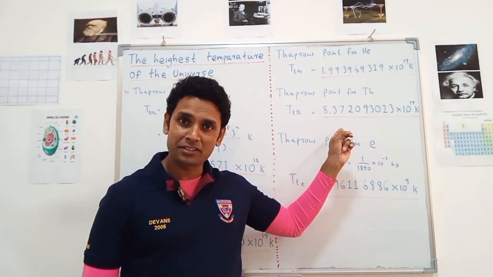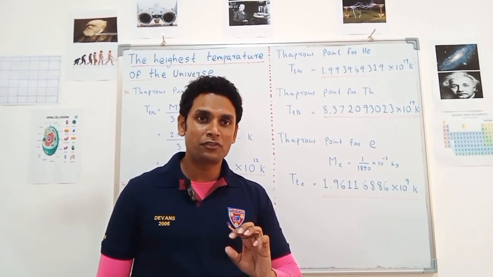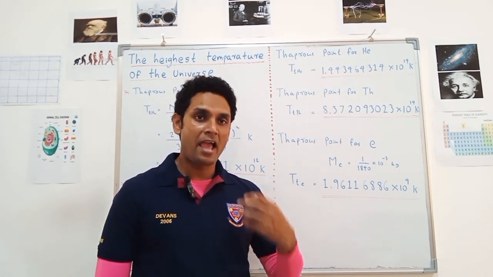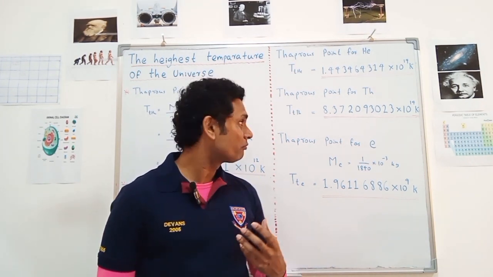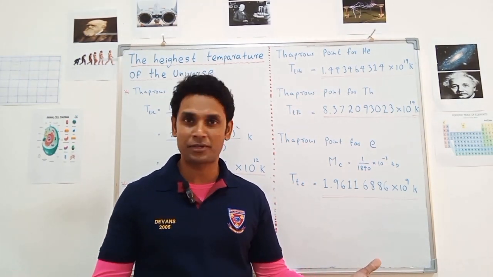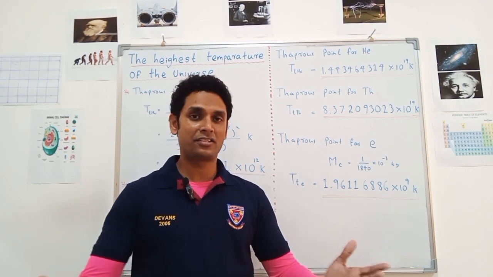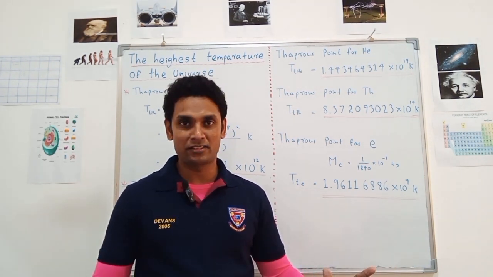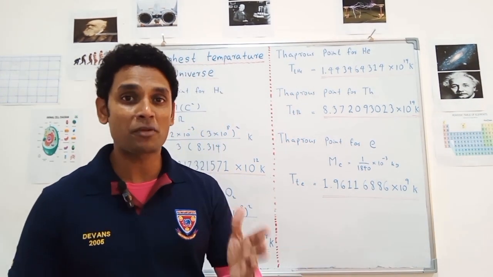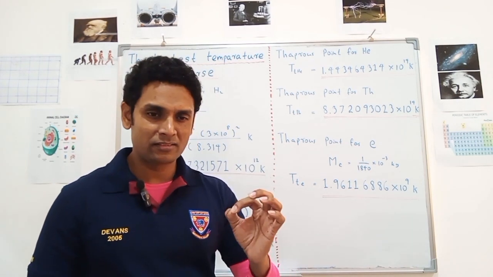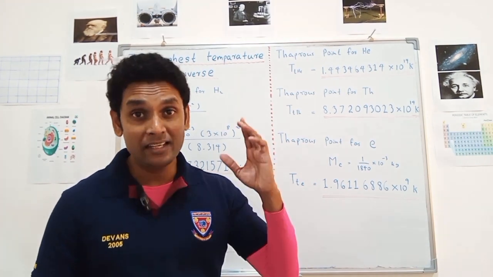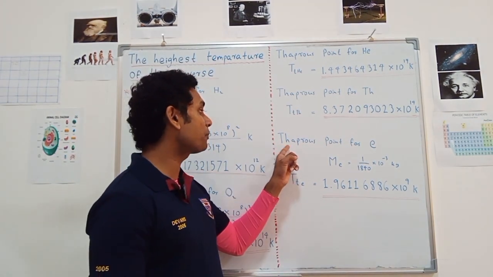But we have a problem. At these high temperatures, will the atoms or molecules behave as atoms or molecules? As we assume, the atoms and molecules will be disintegrated at these high temperatures. So after disintegration, there will be only subatomic particles. So now we are going to calculate another Laplace point for a subatomic particle. The smallest subatomic particle that we can use to calculate a temperature is the electron. So, the Laplace point for the electron.